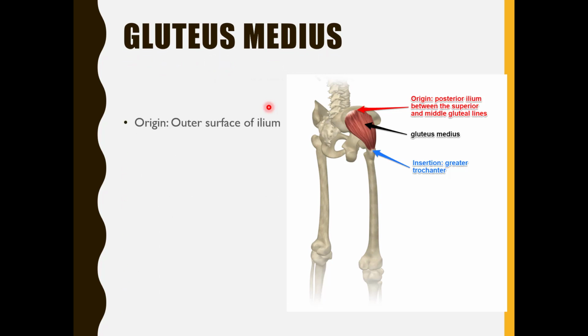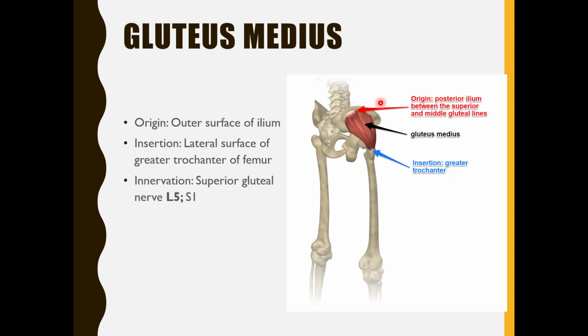Now we will discuss the other muscles. Gluteus medius muscle. It originates from the outer surface of the ilium and is inserted over the lateral surface of the greater trochanter of the femur. You should remember the three gluteal lines present on the ilium bone and the origins of the gluteus maximus, gluteus medius and gluteus minimus muscles in between those lines. The gluteus medius muscle is innervated by the superior gluteal nerve, L5 and S1.